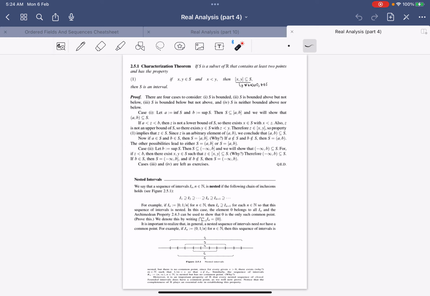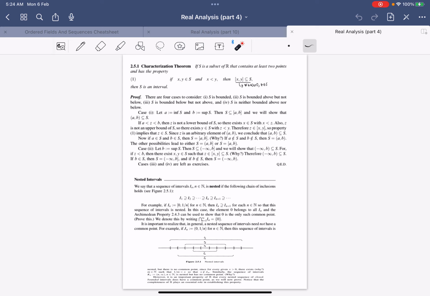And so there are 4 cases to consider when you want to prove it. S is bounded, S is only bounded from above, S is only bounded from below, or S is unbounded. If S is bounded, then we can let A be the infimum of S and B be the supremum of S. Thus, it's clear that S will be a subset of the closed interval A to B.